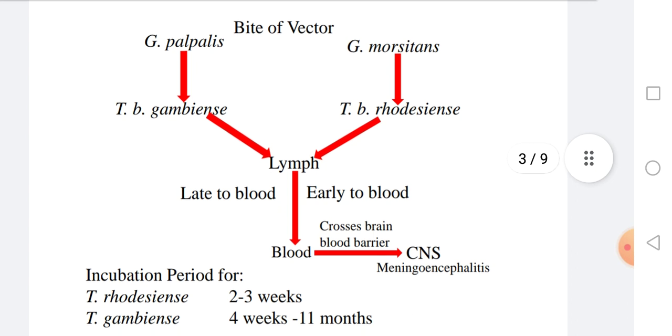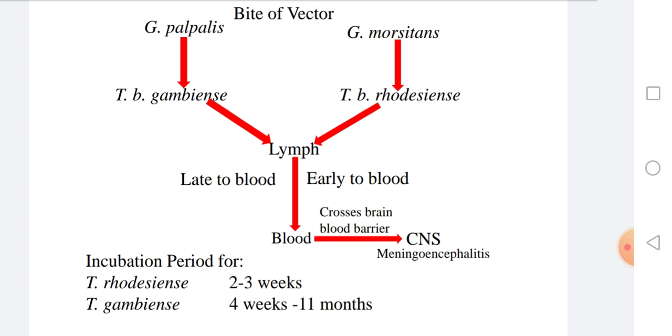We come here to the sequence of events starting from infection up to the parasite in the central nervous system. We start with the bite of the Glossina palpalis. It transmits the Trypanosoma brucei gambiense, and here the infective stages will reach the lymph. They stay there for some time, in the lymphatic channels and the lymph nodes, and then they reach the blood. From the blood, they reach the central nervous system, they cross the blood-brain barrier, causing meningoencephalitis. This course, compared to the other one, is a slow course.